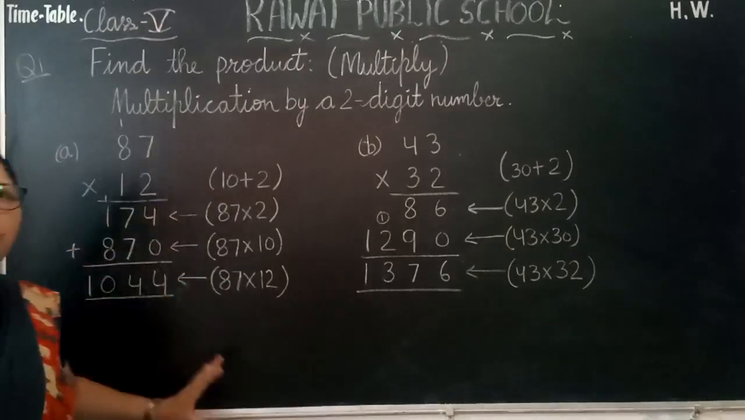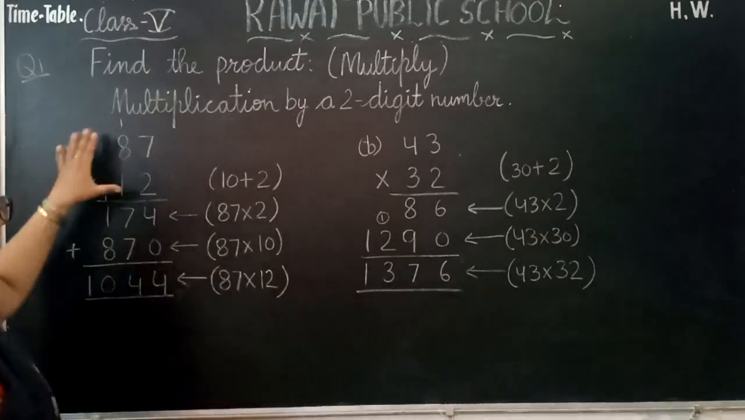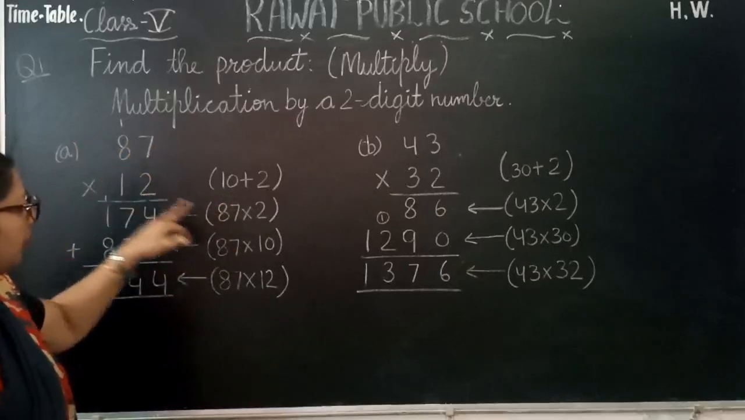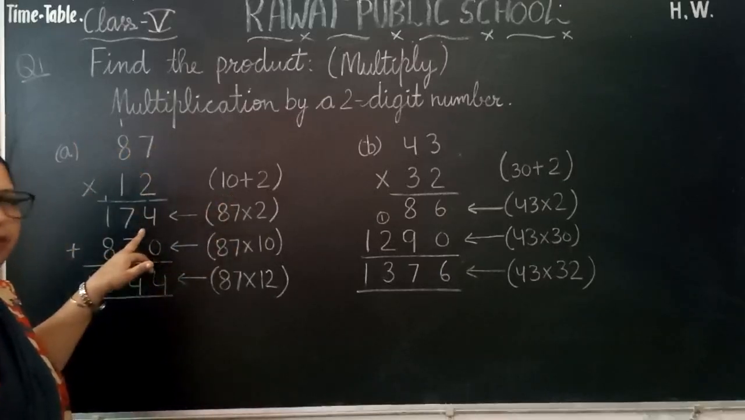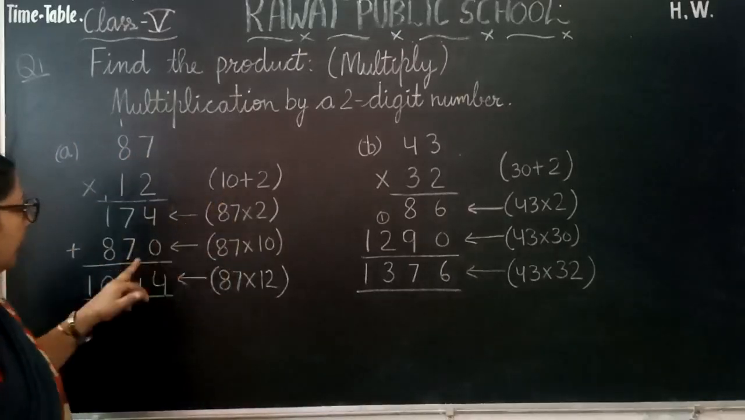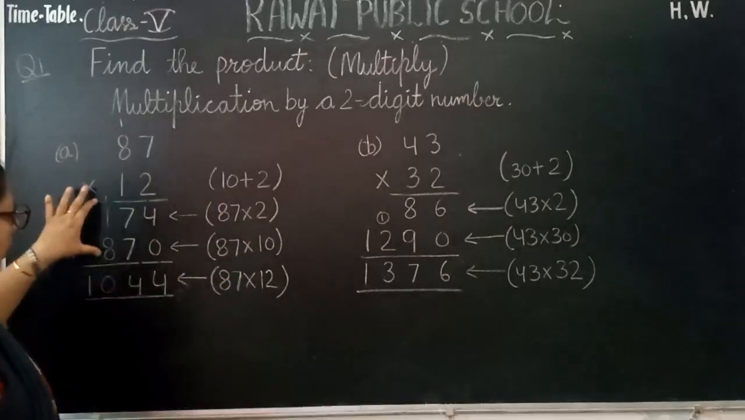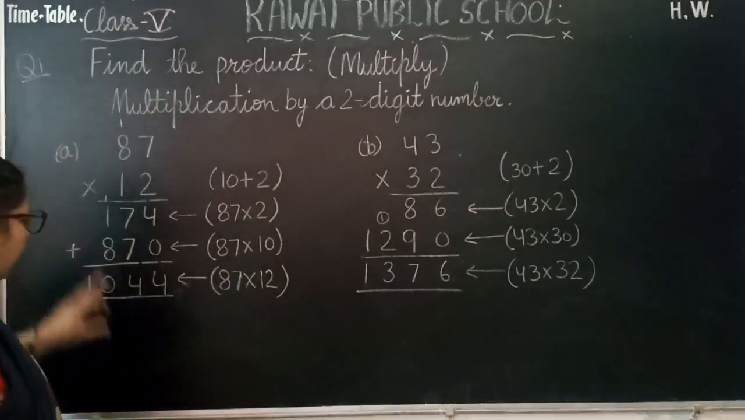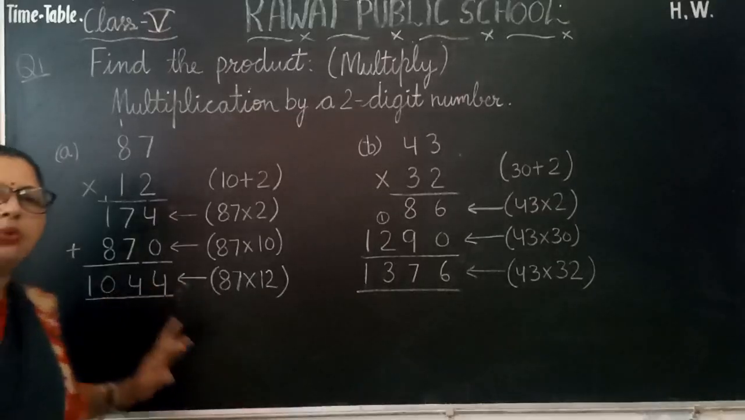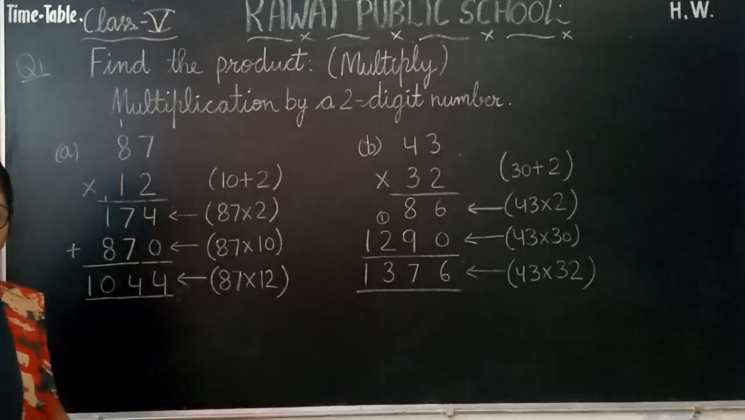So this is the method of multiplying by a two-digit number. Again, 10 plus 2 is 12. 87 multiplied by 2 is equal to 174. Then 87 multiplied by 10 is equal to 870. Then for 87 multiplied by 12, we add these two products. So 87 multiplied by 12 is equal to 1044.